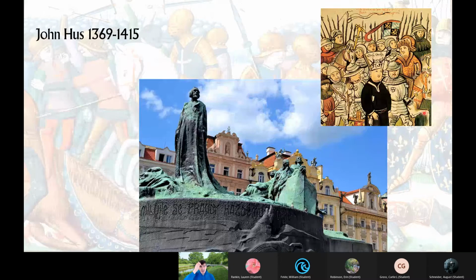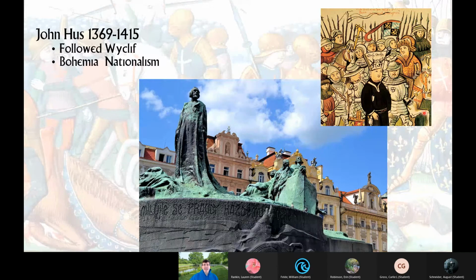So with that, in Bohemia, another man by the name of John Hus read and followed Wycliffe. Some of Wycliffe's teachings got to Hus in Bohemia. Bohemia is what today is Czechia, the Czech Republic near Prague. His following of Wycliffe would fuel nationalism. Remember, I mentioned this before. This idea that Bohemians deserve to be independent from the Holy Roman Empire.